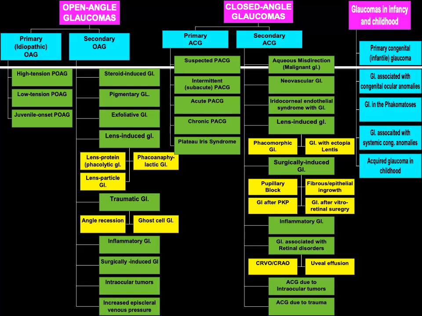The last major variety of glaucomas are the glaucomas in infancy and childhood, what we call pediatric glaucomas. These include primary congenital or infantile glaucoma, where there is an isolated abnormality in the trabecular meshwork only, or glaucoma associated with other congenital anomalies like aniridia, Peters anomaly, or Axenfeld-Rieger syndrome. Also glaucomas in the phakomatoses like Sturge-Weber syndrome or neurofibromatosis. We have glaucoma associated with systemic congenital anomalies, and the secondary pediatric glaucomas, which occur as acquired glaucomas in childhood, like steroid-induced, traumatic, or aphakic glaucomas.